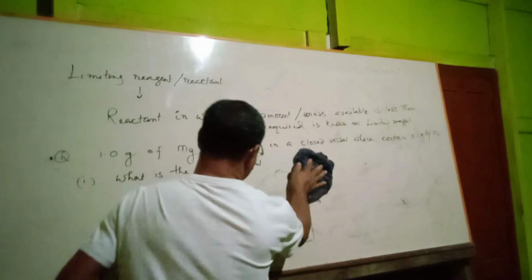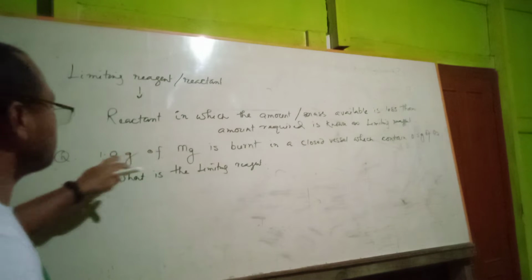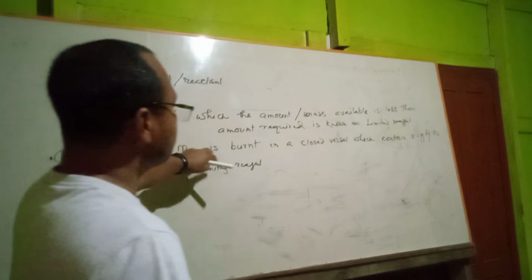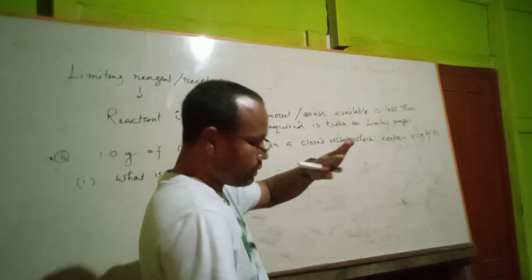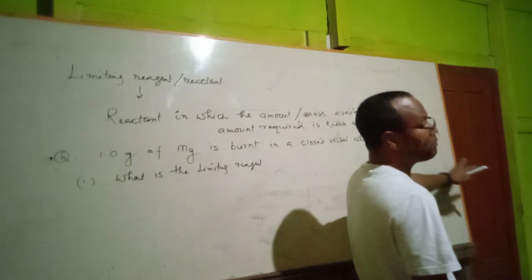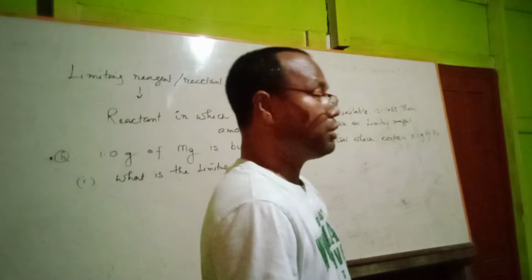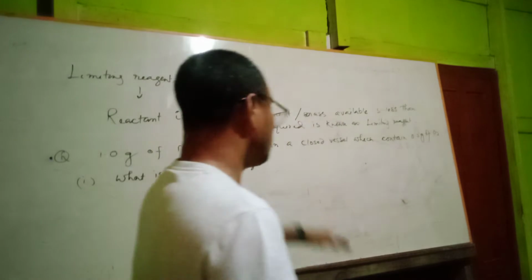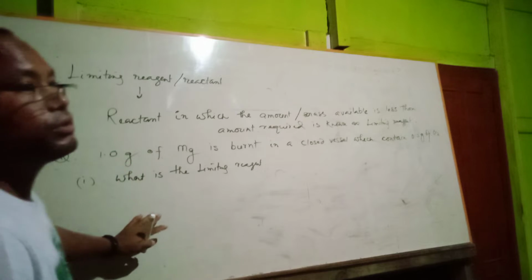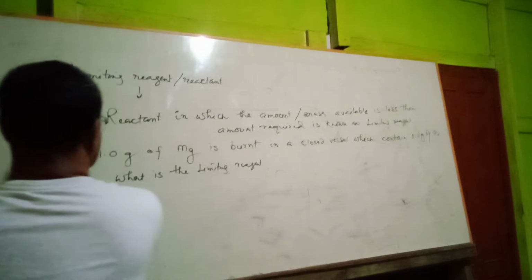Here is the question. 1.0 gram of magnesium, the symbol is Mg, is burned in a closed vessel. It should be closed because the amount of oxygen is given here as 0.5 gram. If the vessel is open, this may not be 0.5 gram, right? Understand? So it should be a closed vessel. Now the question is, what is the limiting reagent? Okay, now let us answer. Let us find out. Write in your copy.